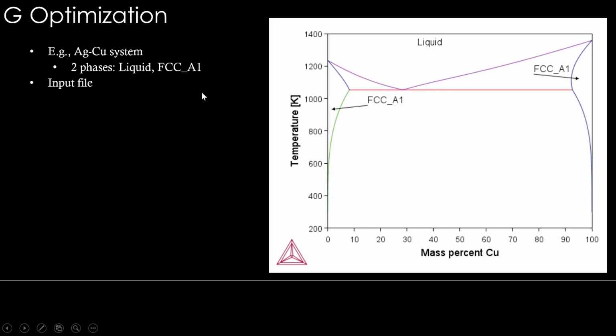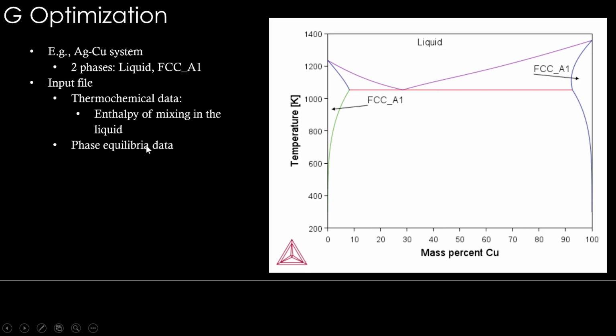So two phases. The input file has thermochemical data, enthalpy of mixing in the liquid is available, and phase equilibrium data, where these liquidus temperatures, all these pink line data, plus the eutectic reaction, that is, liquid giving two solids. That eutectic reaction data is basically what is the temperature and what is the composition of the three phases in equilibrium. That data is also available. So this phase equilibrium data is available.